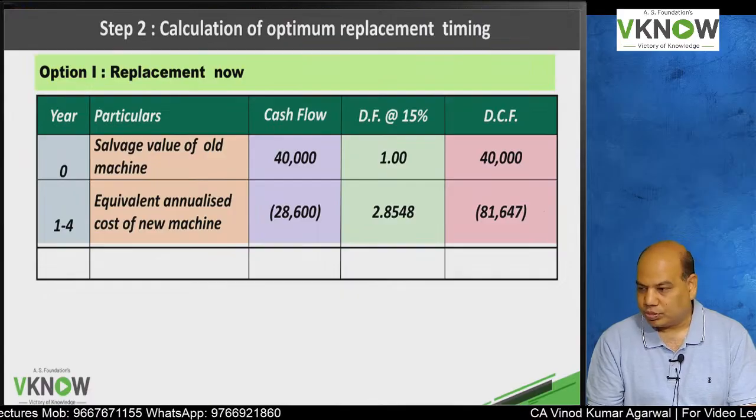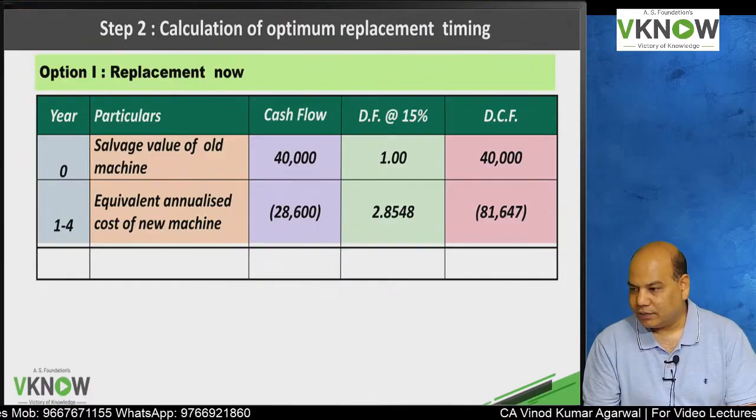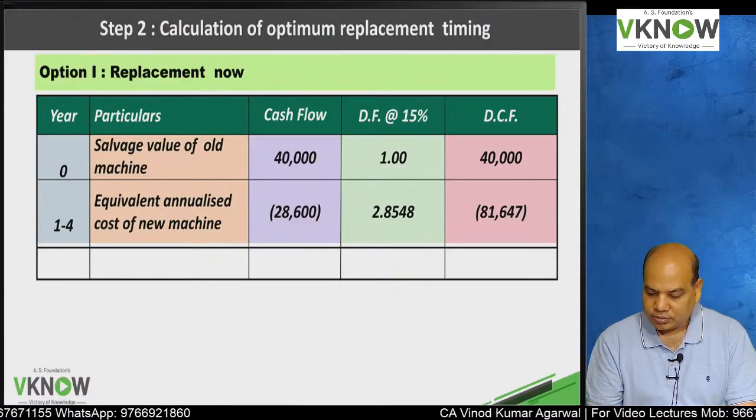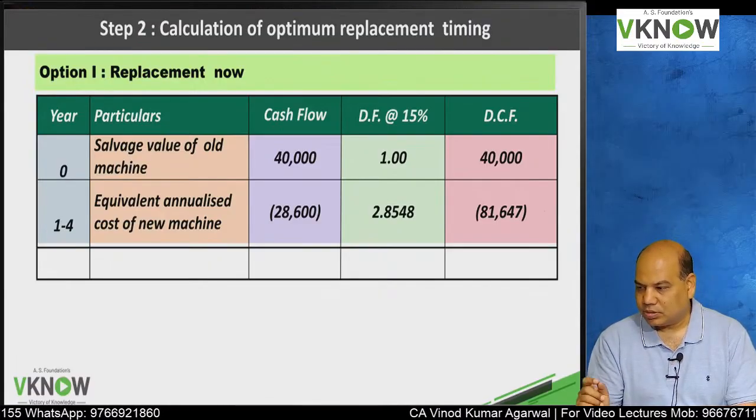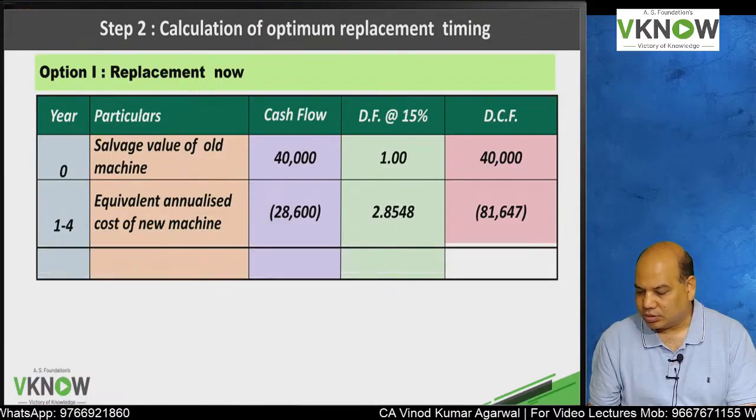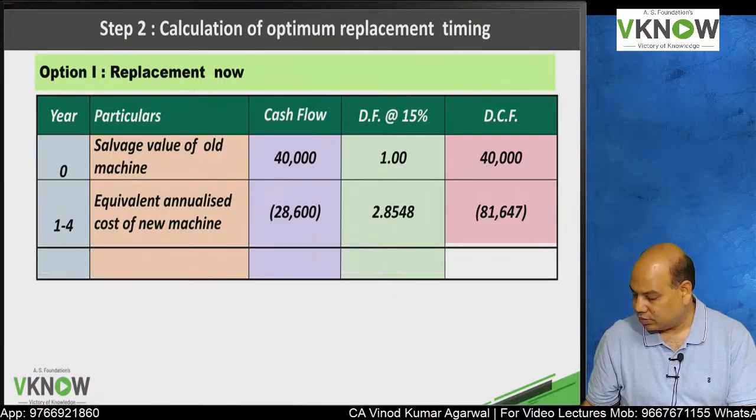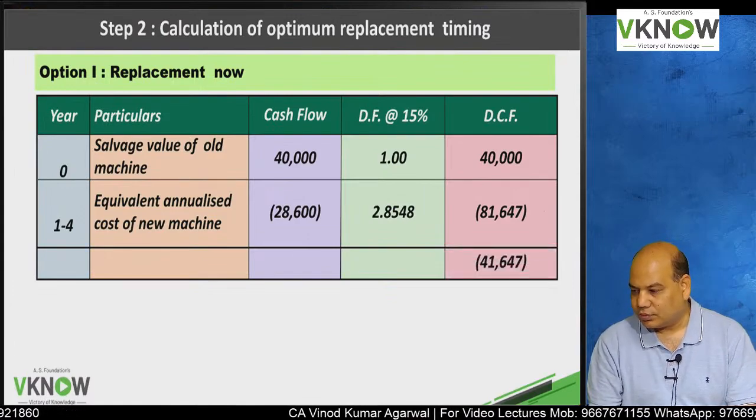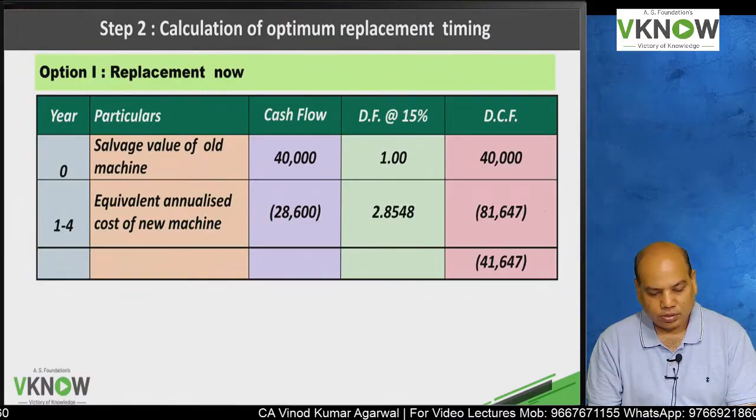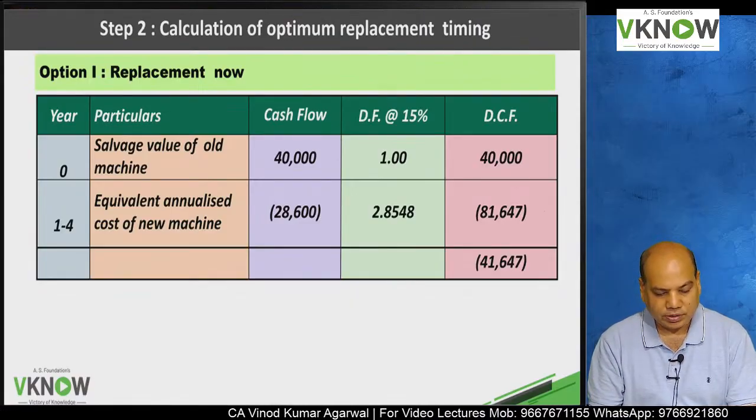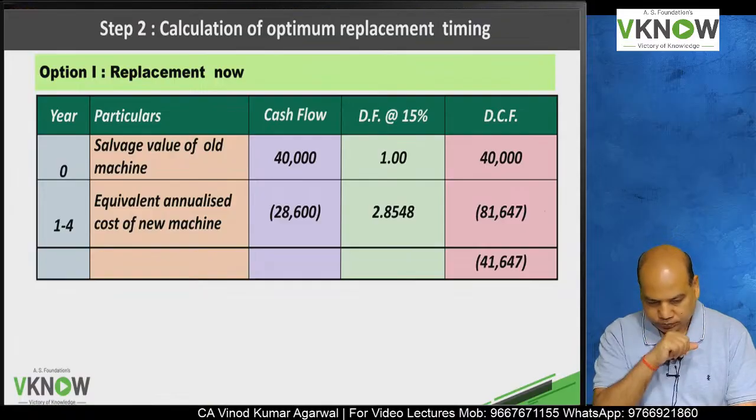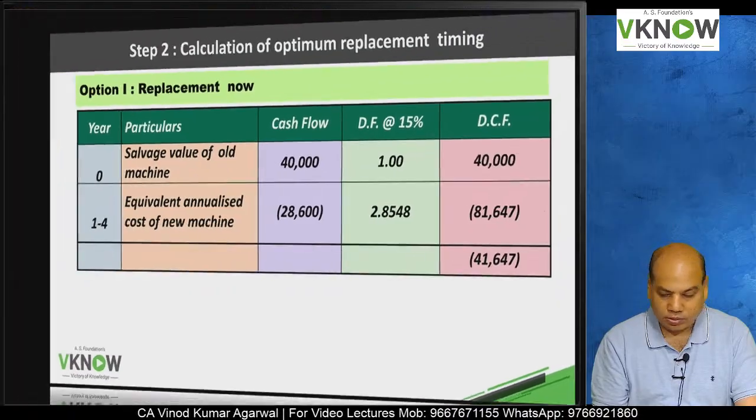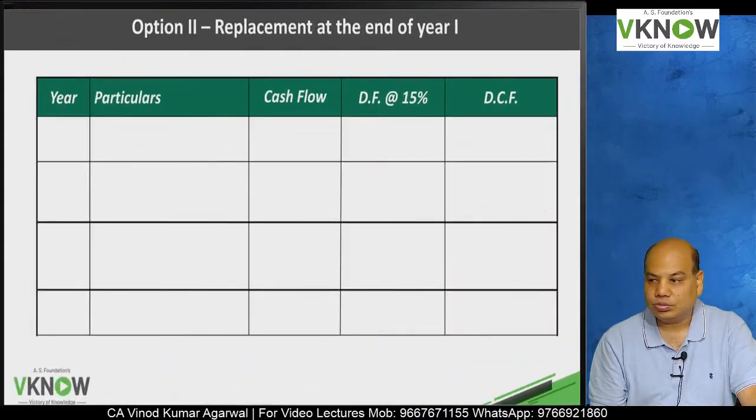The factor we have to compute is 2.8548. Just check. Is it right? 2.8548. Multiply: 81,647. Very good. Therefore, your present value is 41,647.